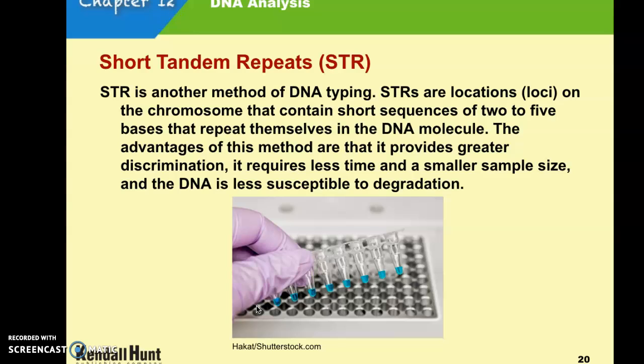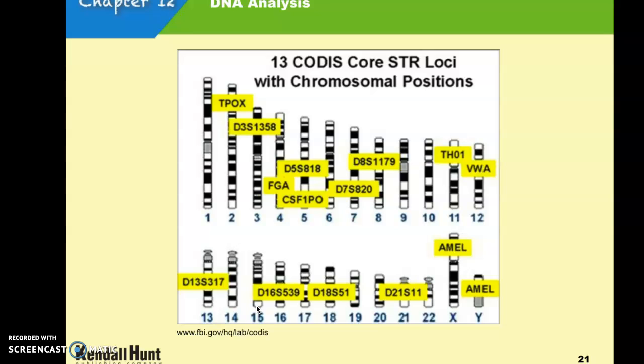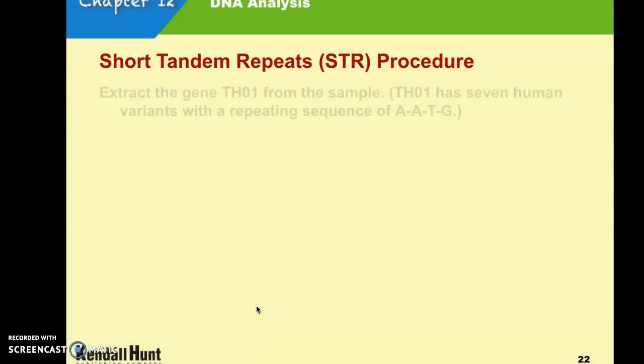There are 13 different loci that have those particular tandem repeats, and so they can use those to make a positive identification instead of using the whole molecule. So it requires less time, a smaller sample size, and because of that, DNA is less susceptible to breaking down or degradation. So there are 13 CODIS short tandem repeat locations within the different chromosomes. So we know they exist and we know what those repeats are.